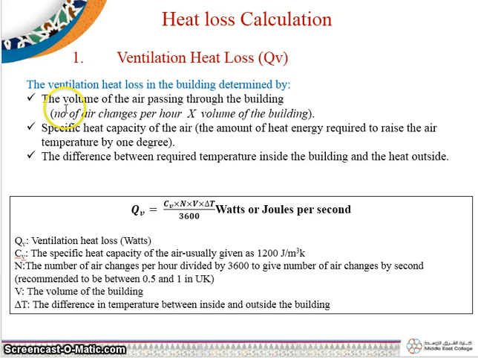So how can you calculate this heat loss? We have ventilation heat loss. The formula for ventilation heat loss is QV equals CV multiplied by N multiplied by V multiplied by delta T over 3600. It can be expressed in watts or joules per second. You can read what QV is, what C is, what N is, what V is, and what delta T is here.